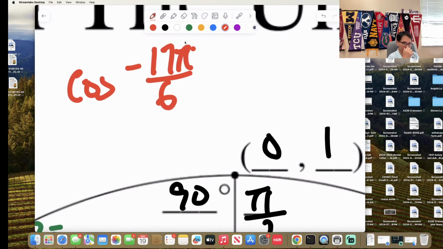So it will be cosine of negative 17 pi over 6. Don't look at the unit circle.